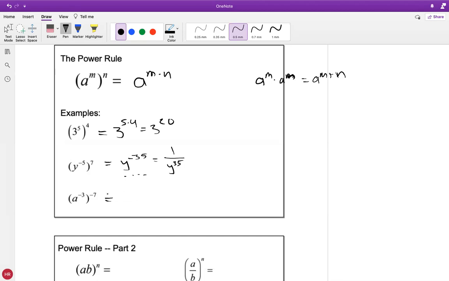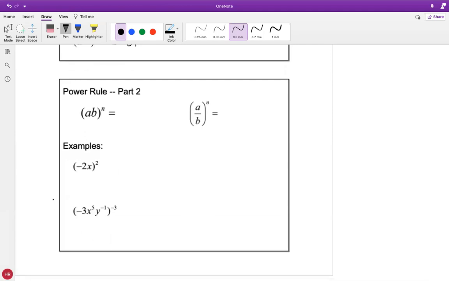Last example here, same situation. A base raised to a power, and that whole expression is raised to another power. I just multiply the exponents. -3 times -7 is 21. Power is already positive. I'm good to go. This is the power rule, part 1, so to speak.